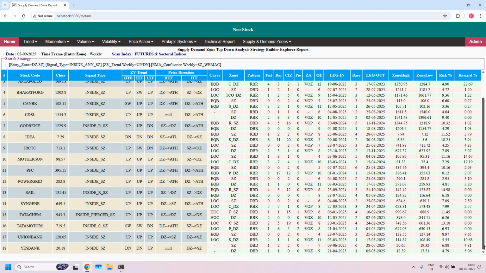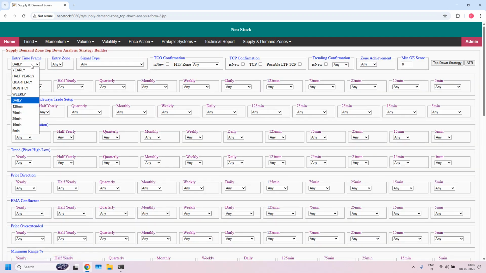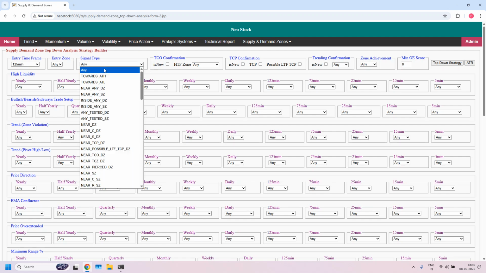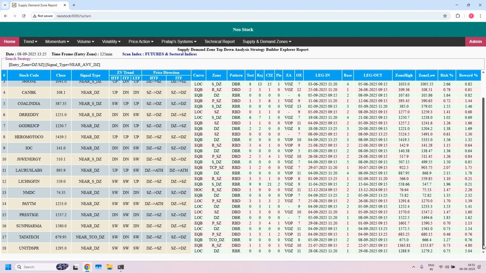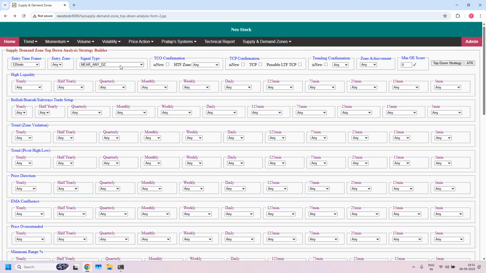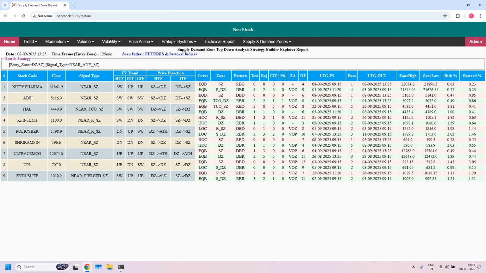Next time frame daily already generated in the beginning of the report. So the next time frame is 125 minutes. Stocks near to the 125 minutes demand zone. First 15 stocks in the list. I'm scrolling the list down. Total 18 stocks are filtered. Okay, next, stocks near to the 125 minute supply zone, we got 9 stocks.